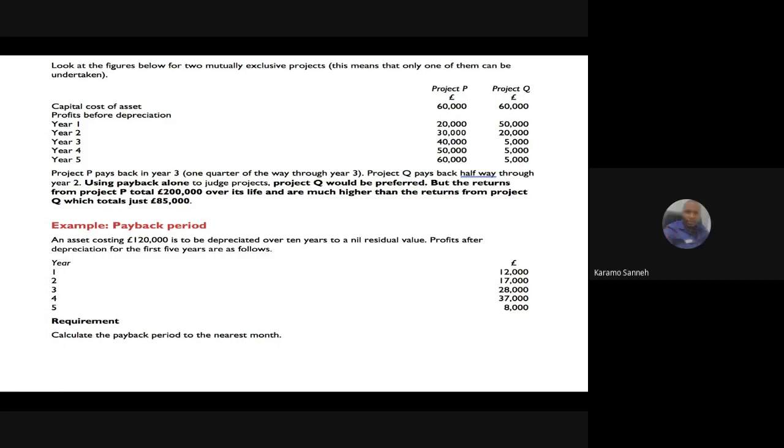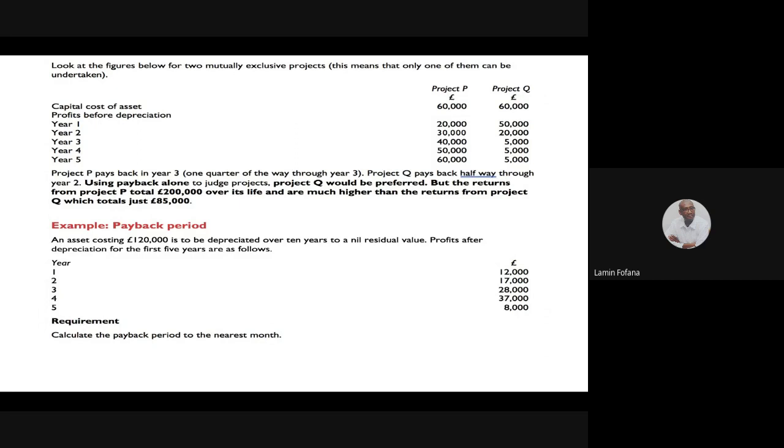Yes. Good. But what about Project P? Project P, there was an injection of 60,000. In year 1, they're going to realize 20,000. Year 2, 30,000. Cumulatively, how much will that be? 50, isn't it? 50, yes. So now, Project P, in which year is it going to pay back? Year 3. It's going to pay back in year 3. So what is the payback period?